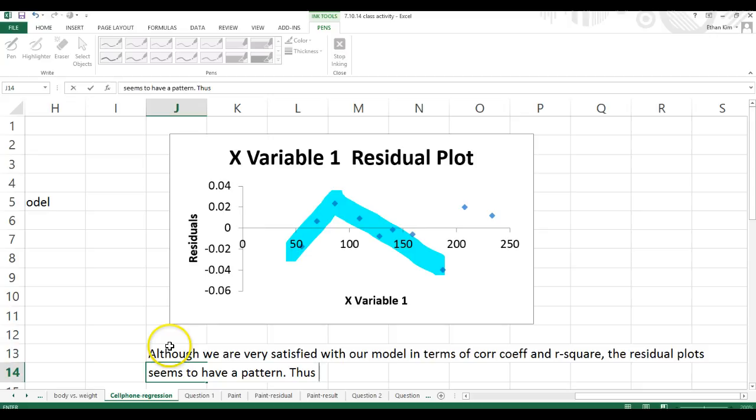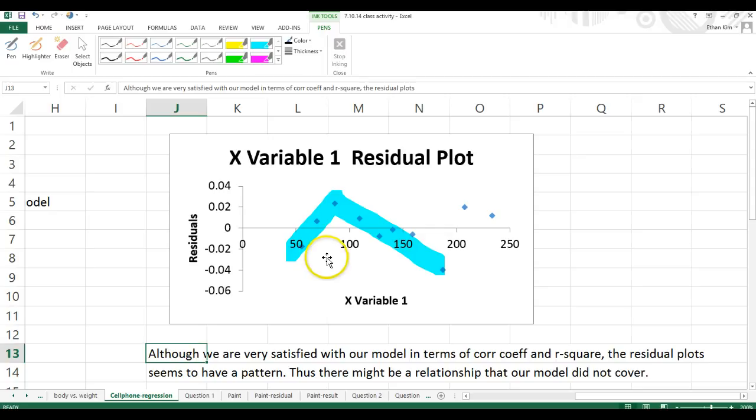Thus there might be a relationship that our model did not cover. Right? Something like this would be nice to have as a conclusion.